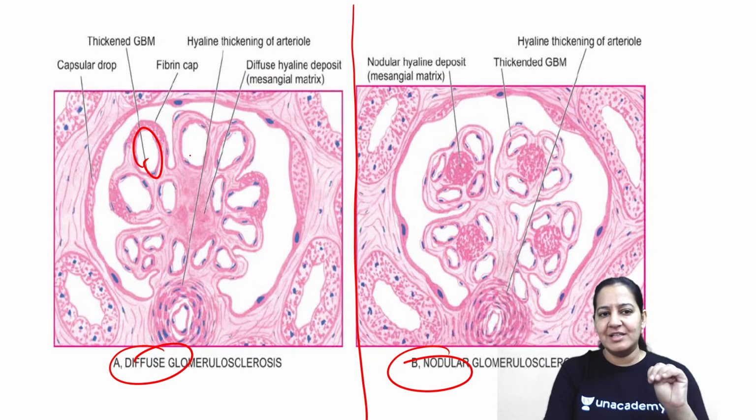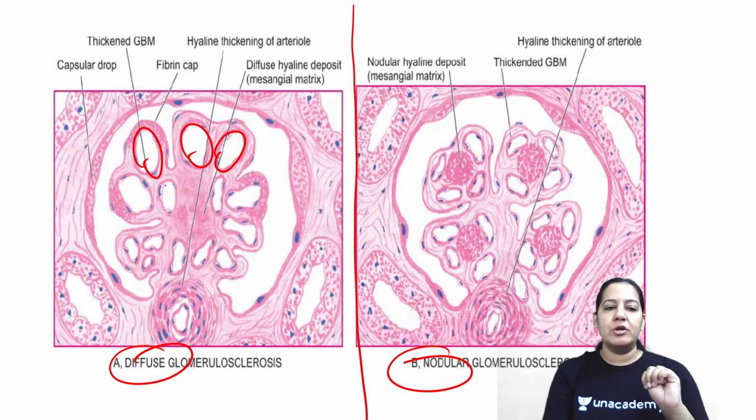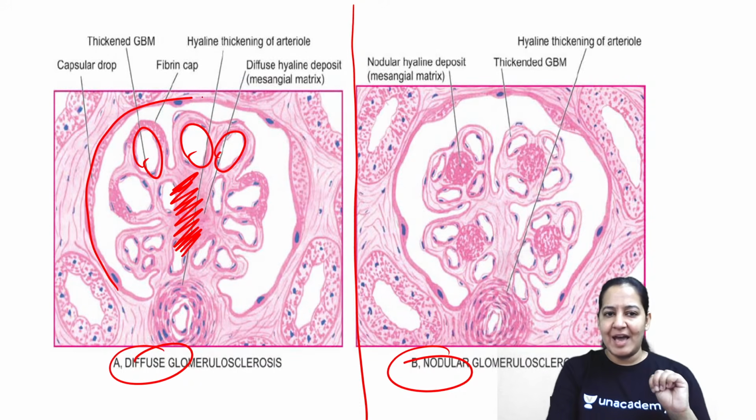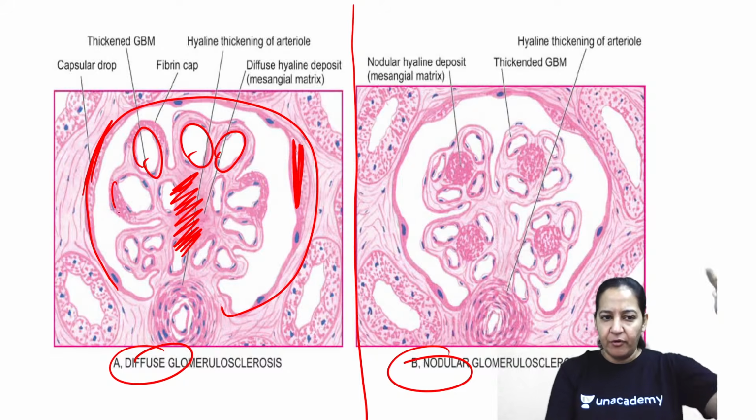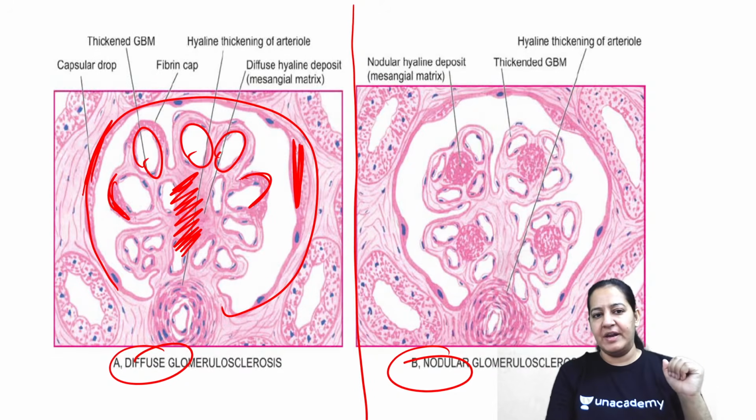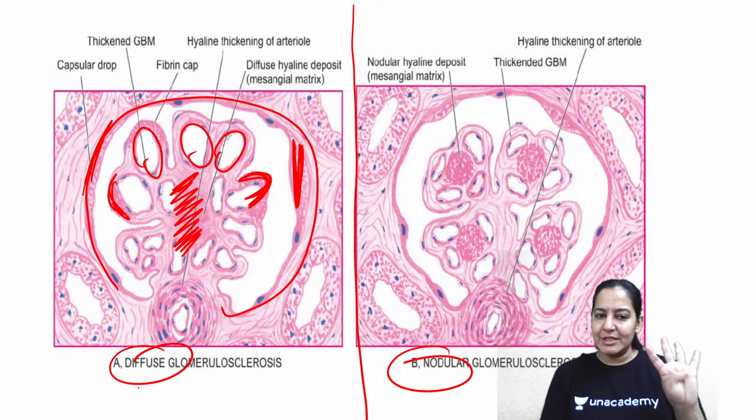You already know. The first is the basement membrane of the capillaries. Number 2 is the mesangium, diffuse deposition in the mesangium. Number 3, in the Bowman's capsule. You can see the pink color deposits here in the Bowman's capsule. And number 4, in the form of the cap of the capillaries, the fibrin cap, on the wall of the capillary. So that's why it is known as diffuse.